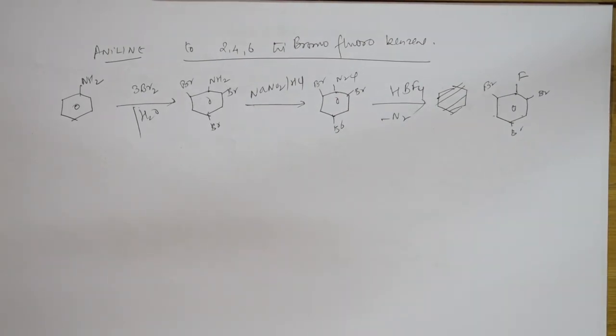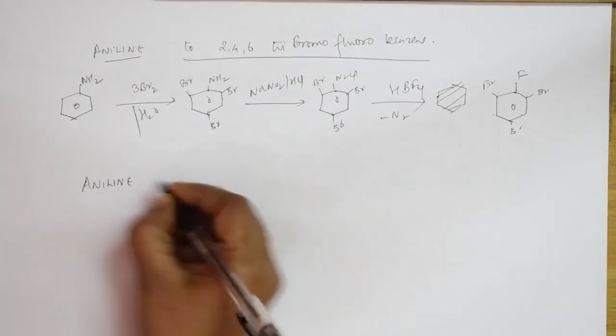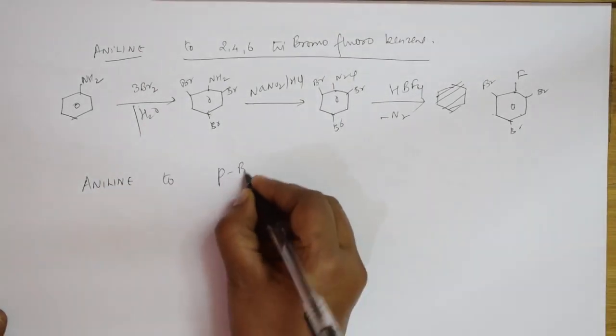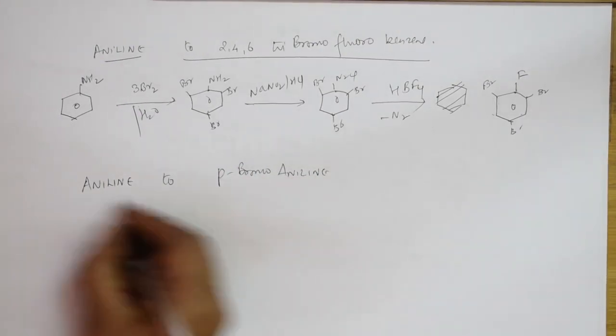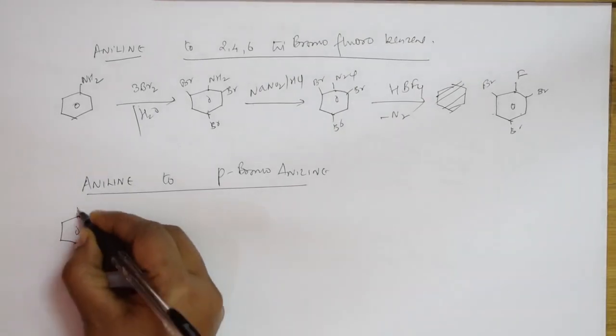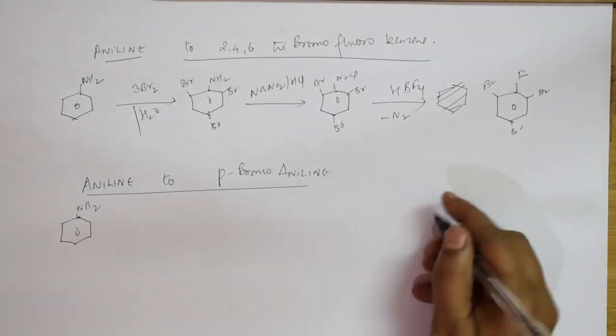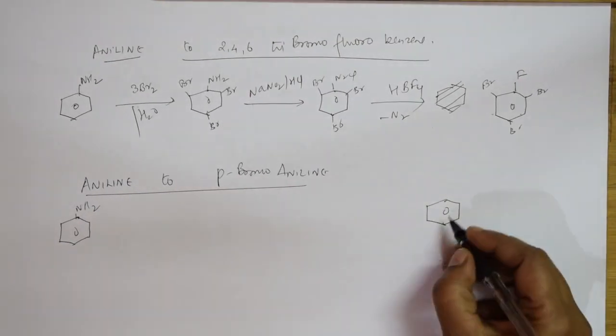Now let's see the next question which I've given in the index. Suppose they've asked me to convert aniline to parabromoaniline. Simplest thing. What do I do? First I'm going to write aniline here. Parabromoaniline, write the structure. So this is your aniline. Para group, this position. So this is para.